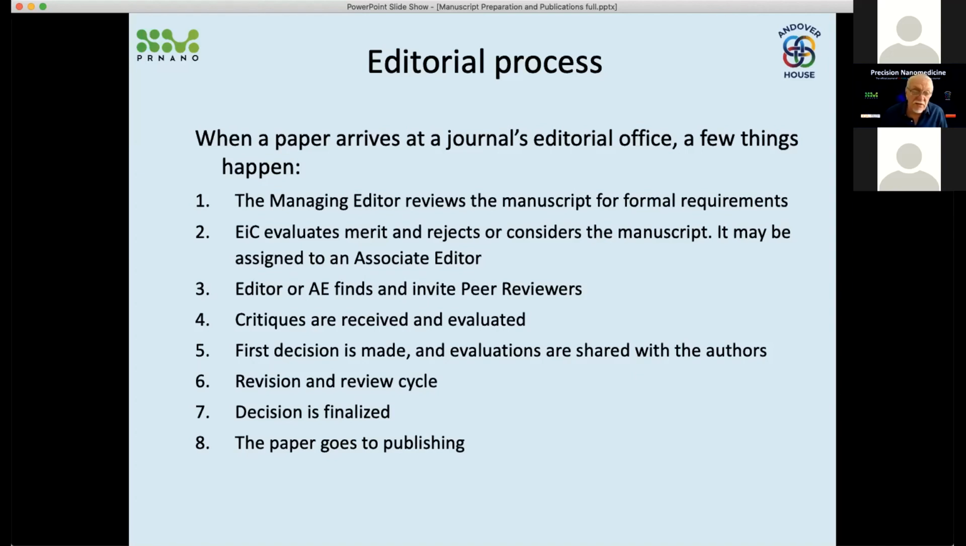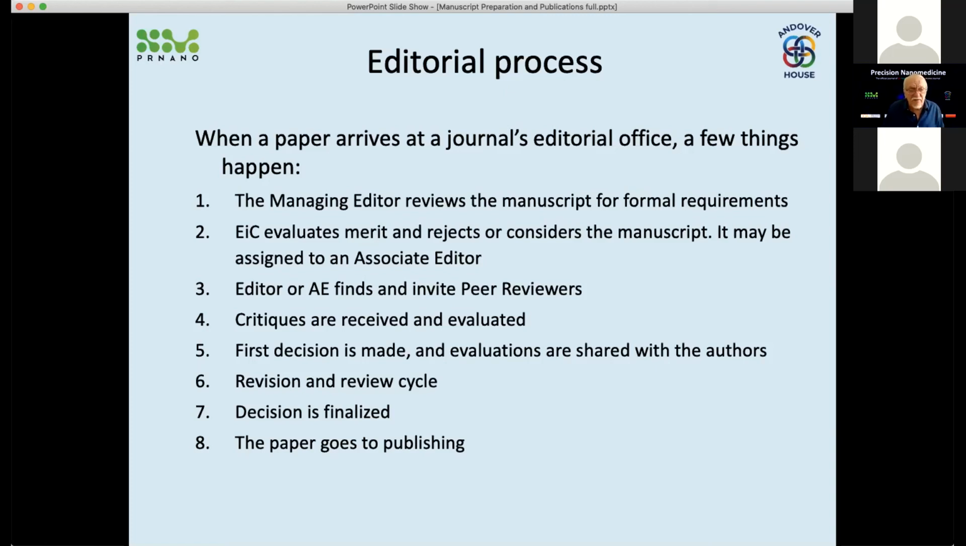It may be assigned to an associate editor, usually handling editors who are within the same expertise that the manuscript is in, or finds peer reviewers to have additional input. Critiques are received, evaluated, then a first decision made, and evaluation shared, and this cycle repeats itself, usually at least once, twice. The maximum I ever saw is 3 times.